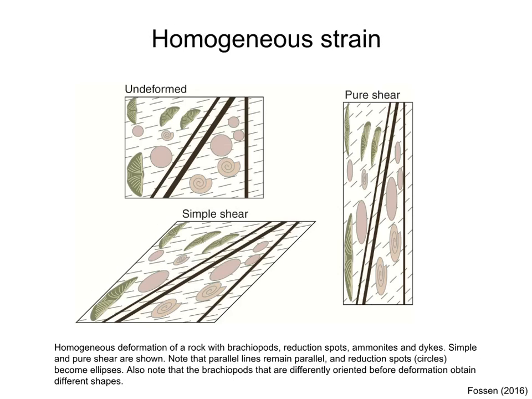These are 2 examples of homogeneous strain in 2 dimensions, on a rock slab with fossils, circular markers, and dikes. The deformation to the lower left is called simple shear, and the one to the right is called pure shear. We'll talk more about these terms later. Note that after deformation, parallel lines remain parallel, circular markers become ellipses, and the fossils obtain different shapes because they had different orientations before deformation.